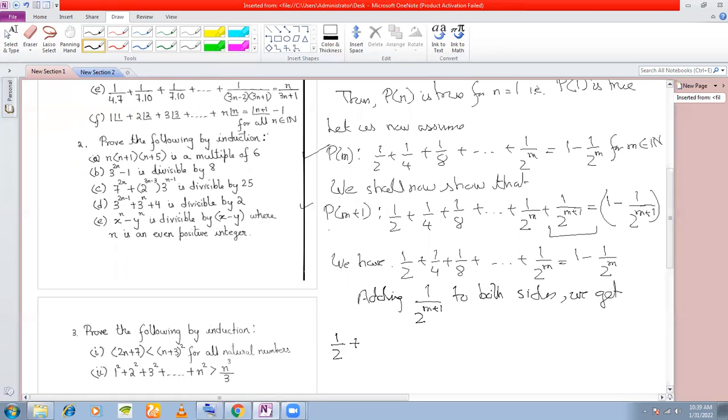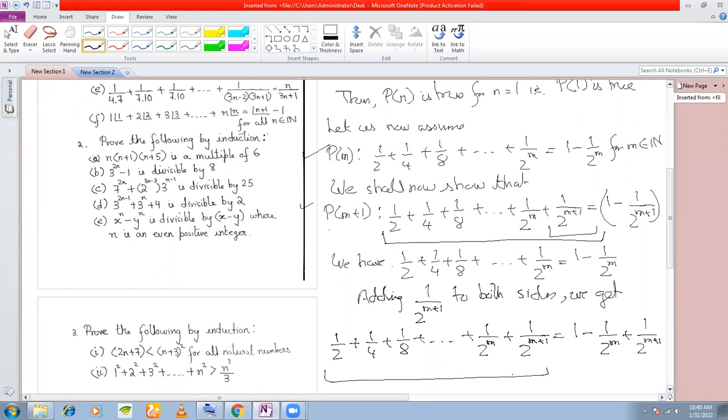half plus 1/4 plus 1/8 plus up till 1 by 2 to the power of m, and this is the extra term that we have added, is equal to, you already had 1 minus 1 by 2 to the power of m, and the extra term that you added was 1 by 2 to the power of m plus 1. So now if you compare Pm and Pm plus 1, we have got this entire left hand side, right? What is only left to see? You have to show that this is equal to this, right?